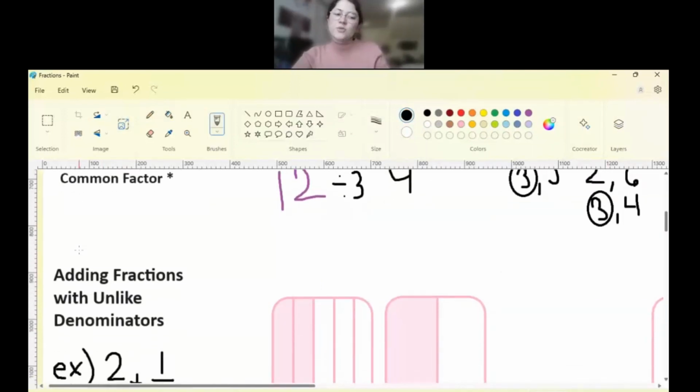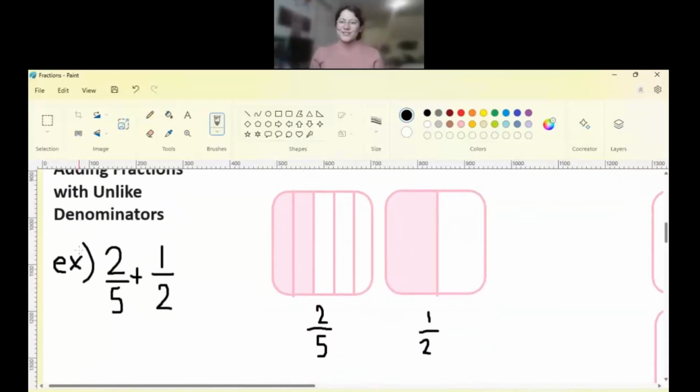Let's go into adding fractions with unlike denominators. So let's take this example. It is my friend's birthday, and she got 2 cakes for her birthday. At her party, one was strawberry and the other was raspberry. So most people had a slice of one or the other. So now the birthday party's over and my friend is trying to put all the cake into one pan so she can put it in her fridge. So she has 2/5 left of this cake and 1/2 of this cake.